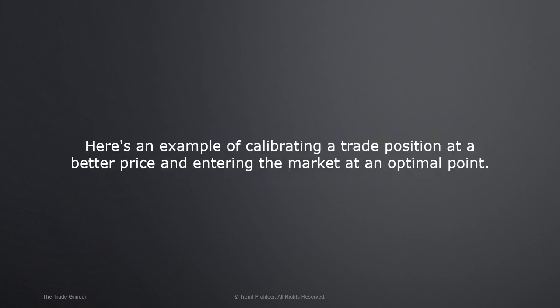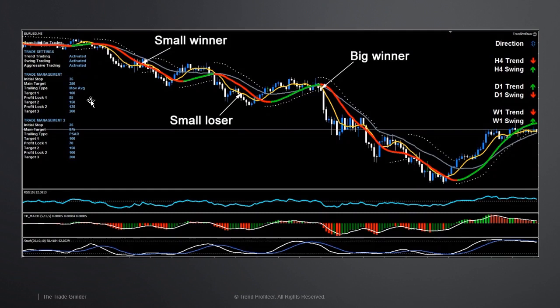Okay, so here's an example of calibrating a trade position at a better price and entering the market at an optimal point. So you can see here a small winner to the downside, a small loser, and it doesn't matter whether these are trend trades or swing trades. The point is that you need to always calibrate, fine tune, get ready for the next trade. So small winner here, small loser here, and then a big winner here.